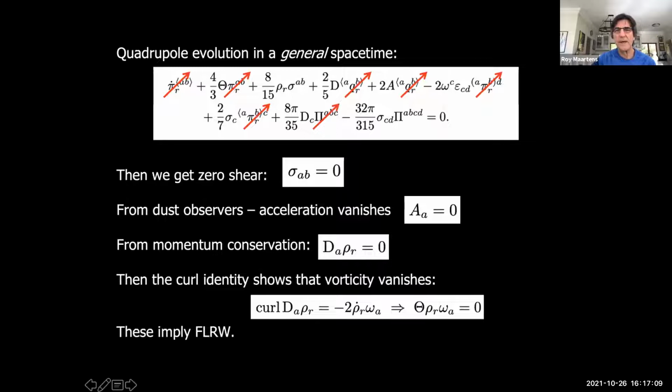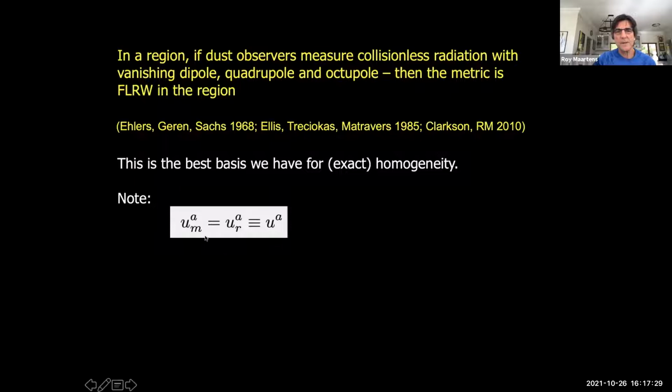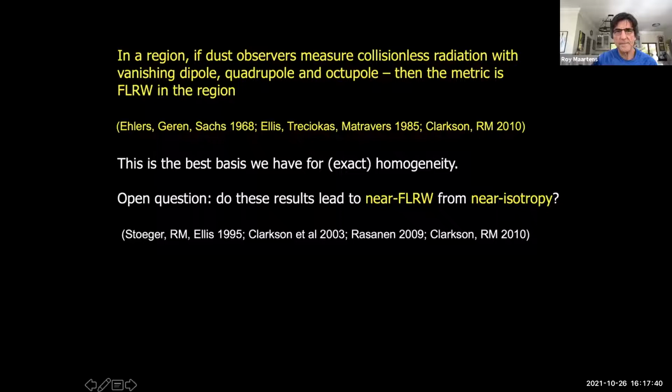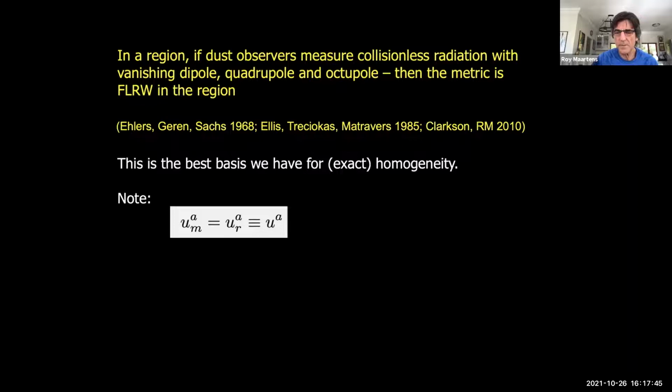We also have to show that the Weyl tensor's electric and magnetic parts vanish. But that's quite straightforward. So that is how that theorem is proved. Just to note that the assumption of the theorem means that the matter rest frame coincides with the radiation rest frame. And of course, that's the basis of this test for looking at the dipole and the matter distribution.